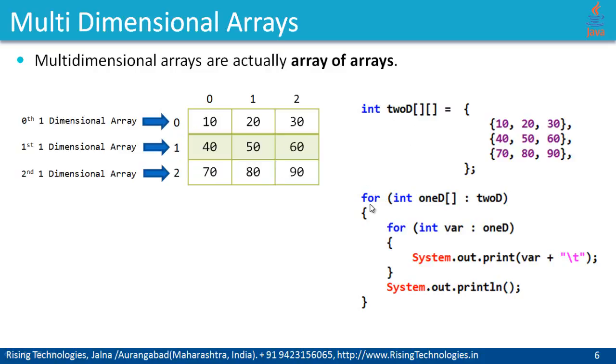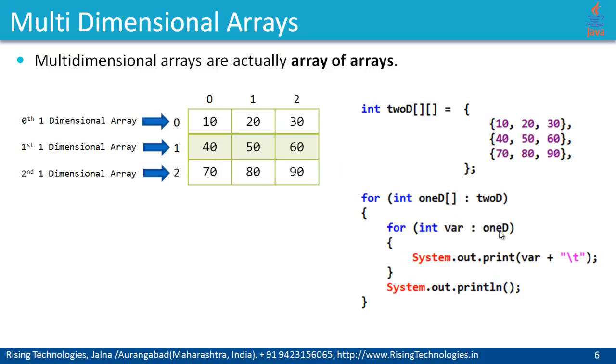So when this for loop executes the first time, this one-dimensional array is going to represent this row from your two-dimensional array, and using this one-dimensional array I can visit each and every element of this array using this inner for loop. Now look at this piece of code. I am saying for each integer variable in one-dimensional array.